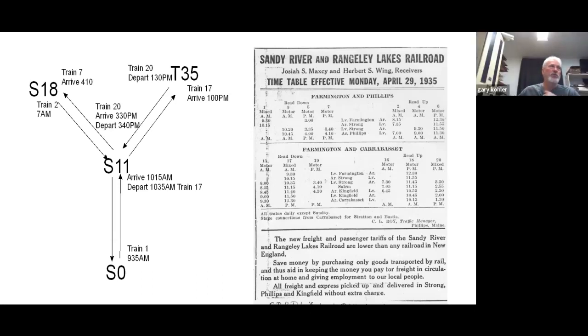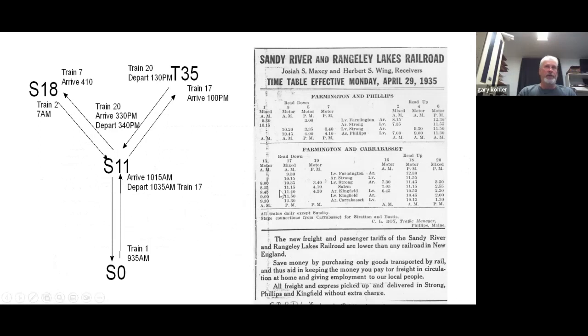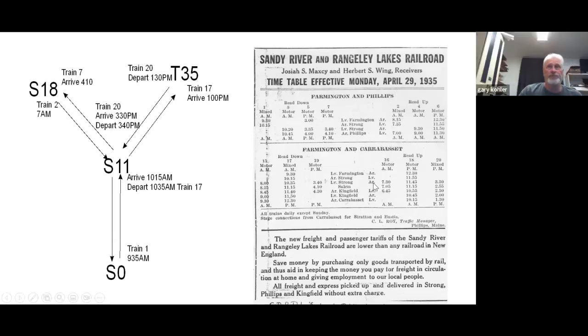I guess for Dave, what I should have done is put all of these together and put everything in there because he loves that stuff. But I decided to separate it out because it did get kind of confusing. This just covers the mixed train. So the train left Phillips at 7. Why doesn't it say what time it got to Strong? Because I didn't put that in there. But it does on the timetable, sort of.